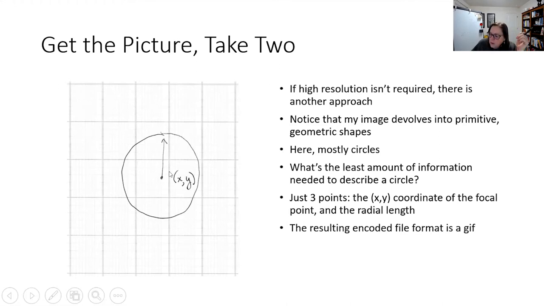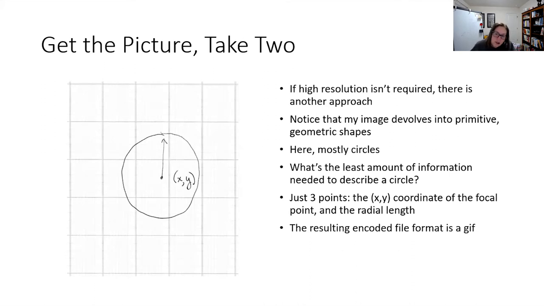You need to know the X and Y. So here's two of my three things. I need to know the coordinate of this focal point of the circle. And the only other thing I need to know is this radian sweep, how far it is from this dot to the outside. And here is what is so amazing about this approach. If you give me those three pieces of information, I not only can draw your circle exactly to scale, but I can put it wherever you want me to put it on the screen.